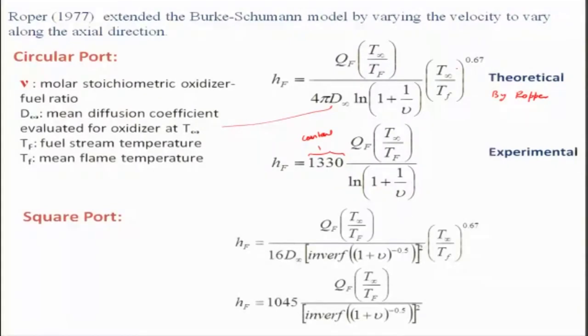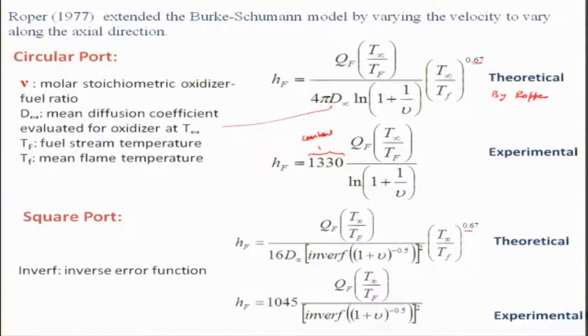For the square port, they have arrived at a similar relationship for flame height, only they have put in something like an inverse error function here, and it is similar in nature. And the coefficient looks to be the same for both the circular and the square port, and the constant is very different, from the experimental data.